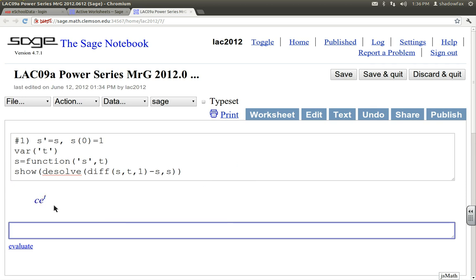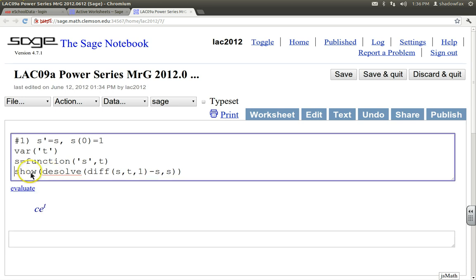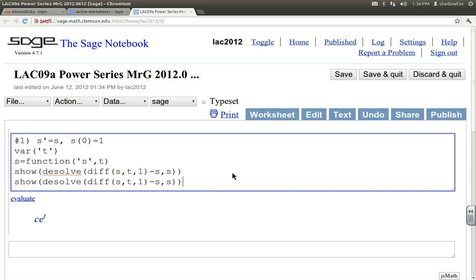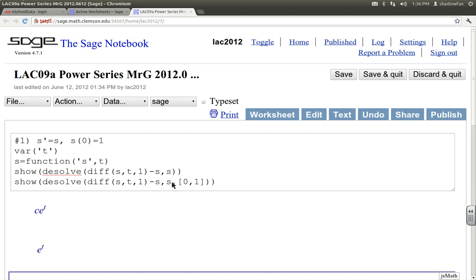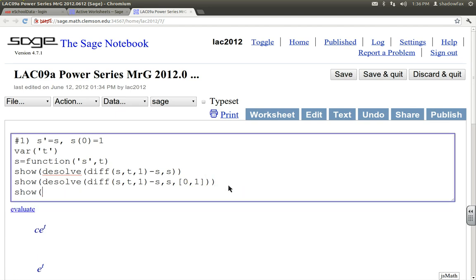Didn't we say that our particular solution was e to the t, in fact? So let's throw in some initial conditions. Let's show this with initial conditions. And what are they? 0, 1, okay. So comma, square bracket, t is 0 when s is 1. And so is the constant c 1? It is. Very nice.